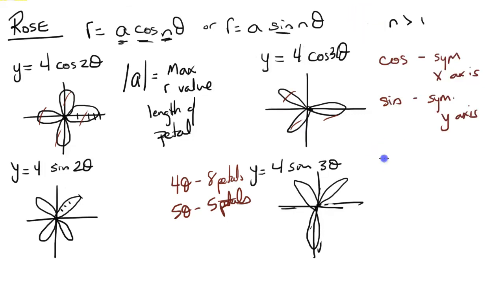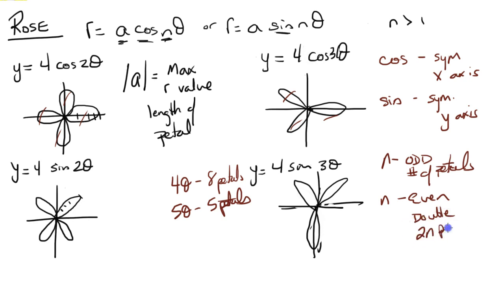And what that tells you is this: if n is odd, that's the number of petals. And if n is even, you have double the petals, or you should say 2n petals. That'd be the fancy way. And that's pretty much it.